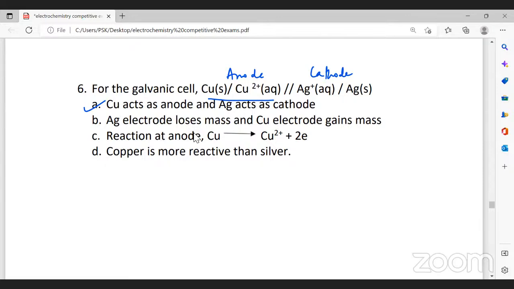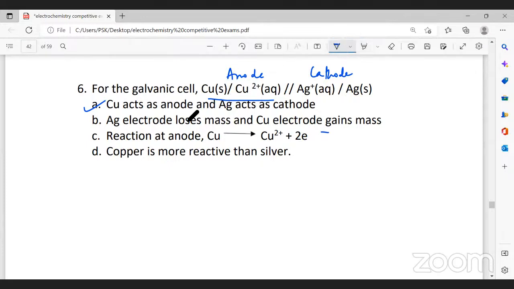That's true. Silver electrode loses mass and copper electrode gains mass. The reaction at the anode: copper is more reactive than silver. All are true here, but the specific answer expected here is not option A. Copper will dissolve to form copper 2+ ions. No, this is wrong. The question itself is wrong.